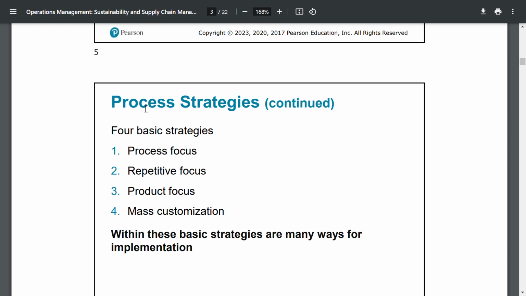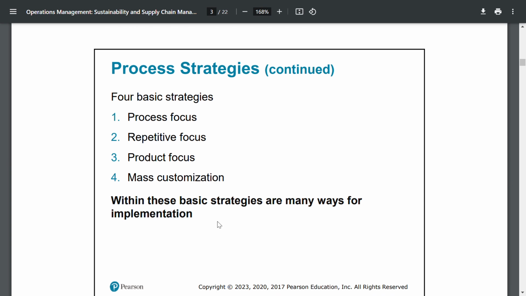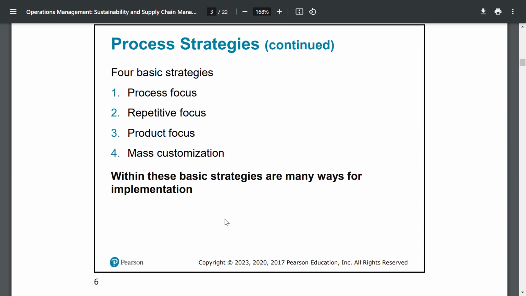So there are four basic strategies. One, process focus, and there is repetitive focus, product focus, and mass customization. We got to go through each one of these and discuss exactly what the differences between those are, how we go through each of them, and why we choose certain strategies for certain products. We're gonna go through exactly why that is. And within these basic strategies are many ways for implementation.